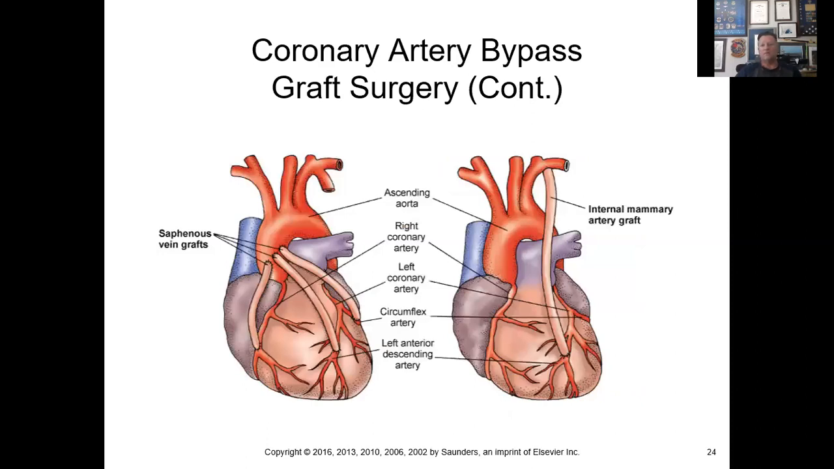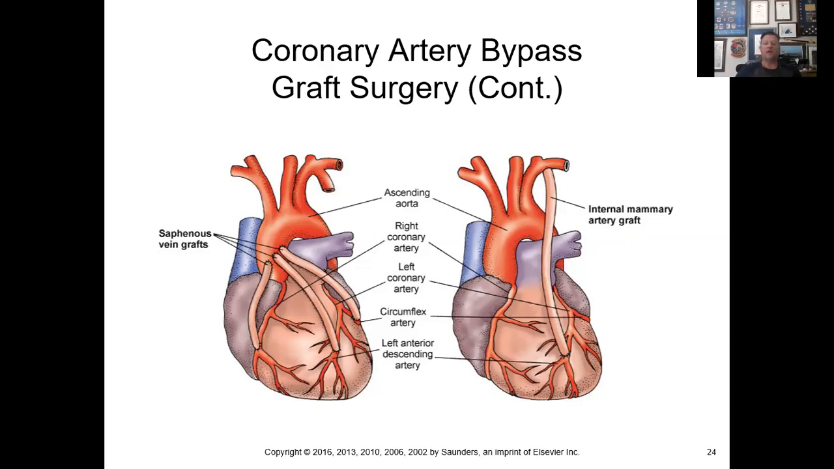Here's a depiction of some saphenous vein grafts coming off the aorta. You got one going to the right coronary, one to the circumflex, another one down to the LAD. And over on the left side, you're seeing a direct internal mammary artery graft that comes off the left subclavian. What they do is they jumper that off and put it straight down. They find that internal mammary grafts last way longer because it's an artery. It's way thicker than the saphenous vein grafts or the vein grafts.